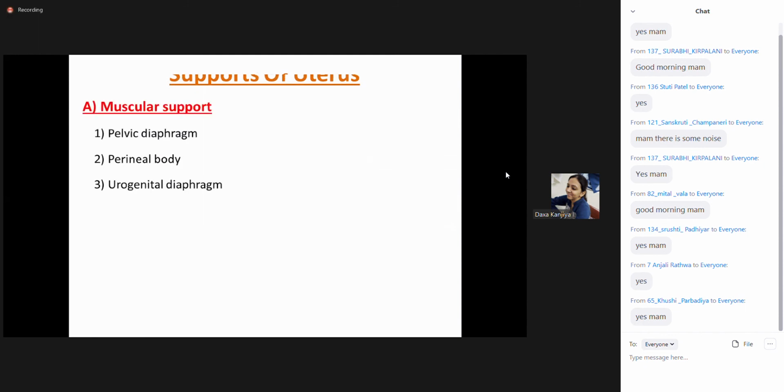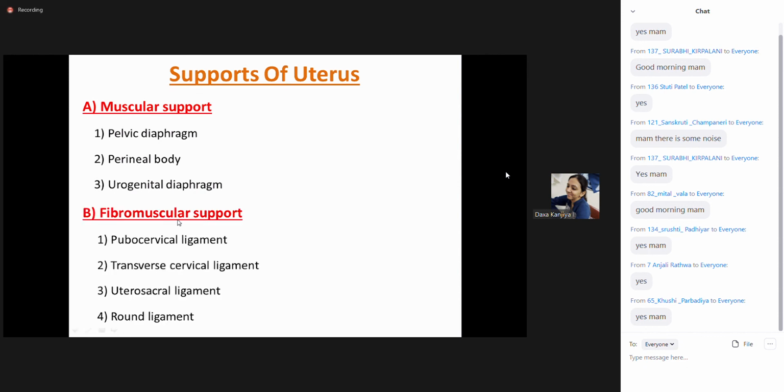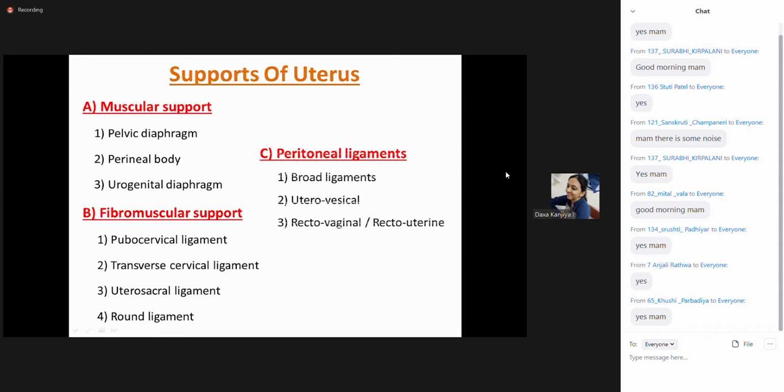These are in the form of muscular supports: the pelvic diaphragm, muscles forming the pelvic diaphragm, perineal body, and urogenital diaphragm. Again, these three structures in detail you will learn in the lecture of the pelvic cavity. Fibromuscular supports are in the form of the true ligaments, which we have already seen. These are the cervical ligament, transverse cervical, uterosacral, and round ligament. And certain peritoneal folds, the false ligaments, like the broad ligament, uterovesical fold, and rectovaginal and rectouterine folds.